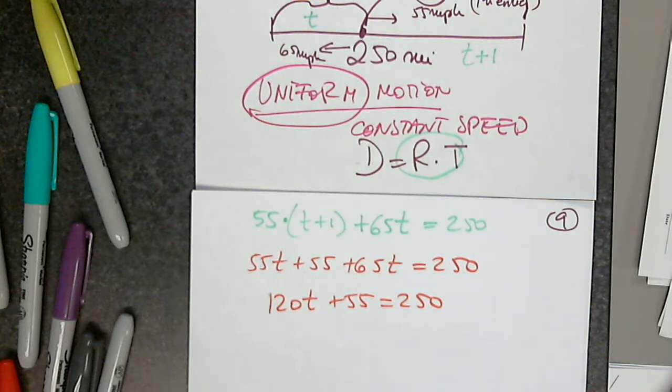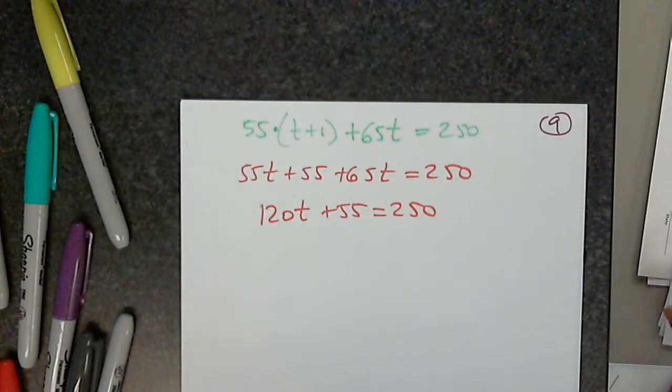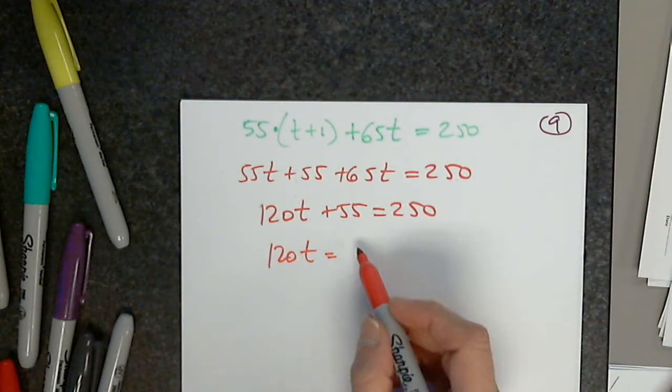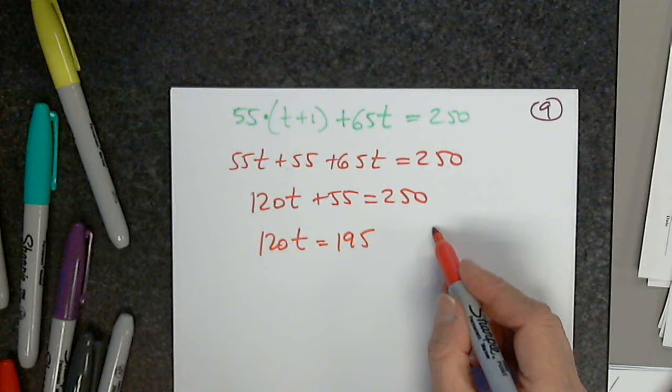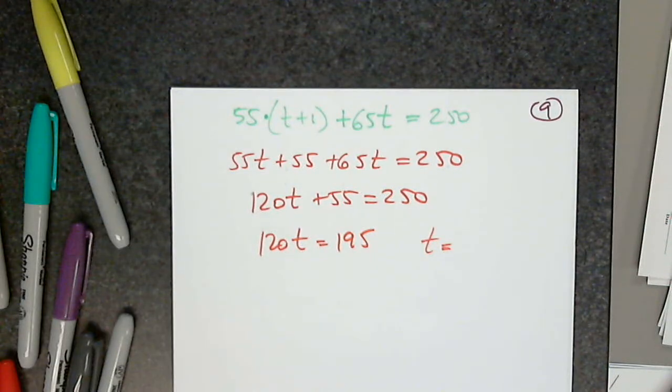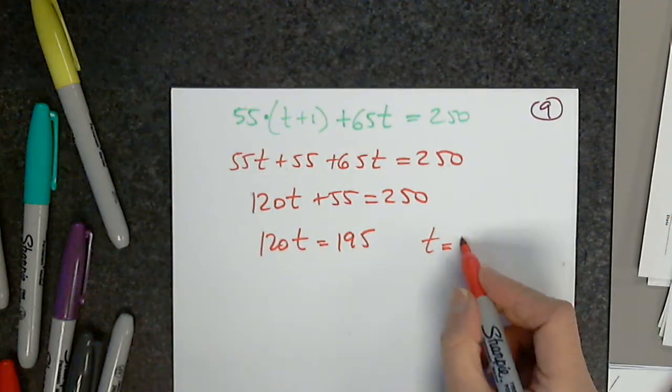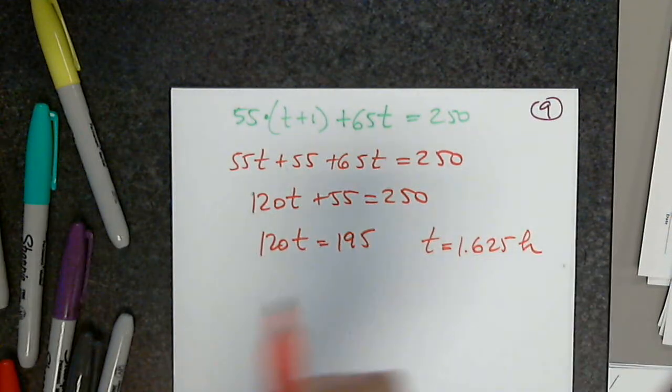Now what do I do? Subtract 55. Of course, I move 55 to the other side, and I get 195. And then t, how do I get t? By dividing by its coefficient. And what did we get? 195 divided by 120, I got 1.625 hours.